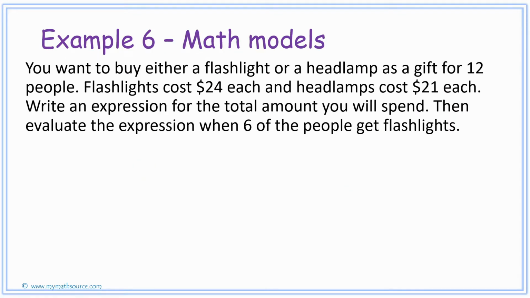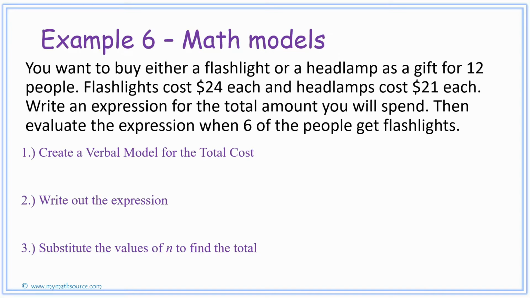Okay, so example 6 is math muddles. So what we want to do here is create a muddle, and then we're going to see if we can simplify it using all the techniques we just learned. So you want to buy either a flashlight or a headlamp as a gift for 12 people. Now flashlights cost $24 each, and headlamps cost $21 each. Write an expression for the total amount you will spend. Then evaluate the expression when 6 of the people get flashlights. All right, so first thing you want to do is identify different aspects of this question.